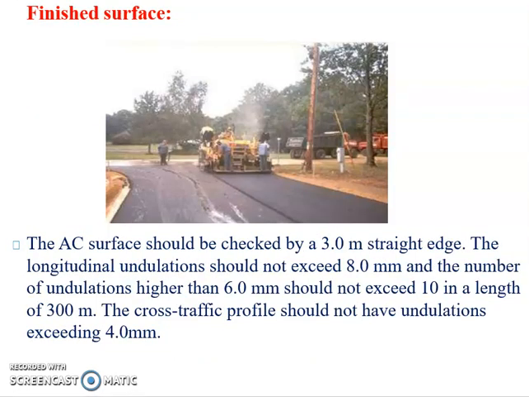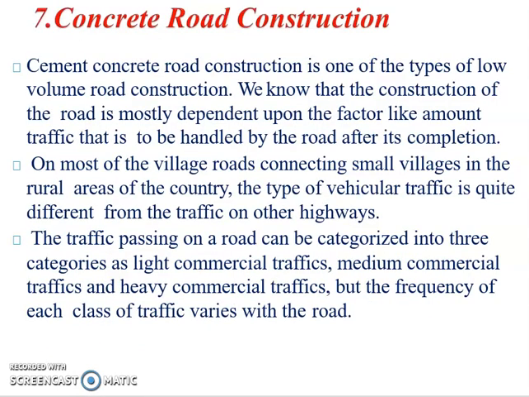Finished surface. This is the flexible pavement. The AC surface should be checked with a 3 meter straight edge. The longitudinal undulation should not exceed 8 mm, and the number of undulations higher than 6 mm should not exceed 10 in a length of 300 meter. The cross traffic profile should not have undulations exceeding 4 mm.